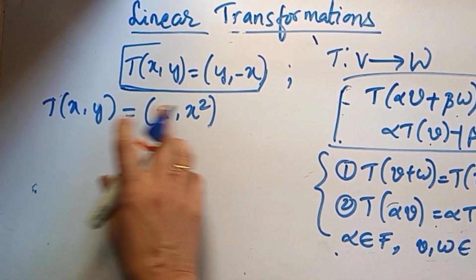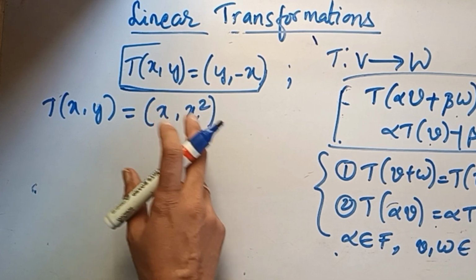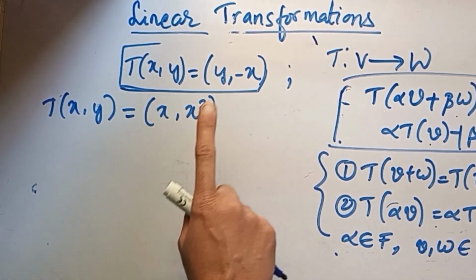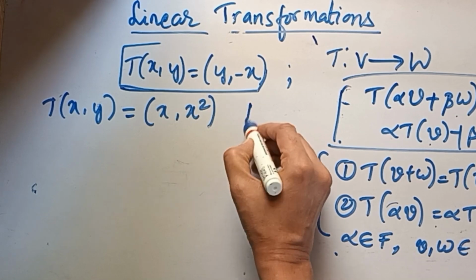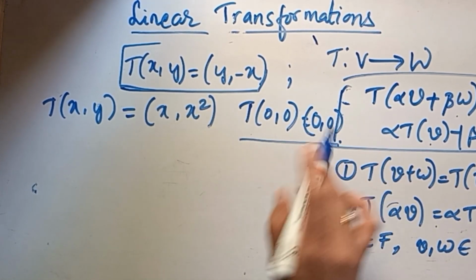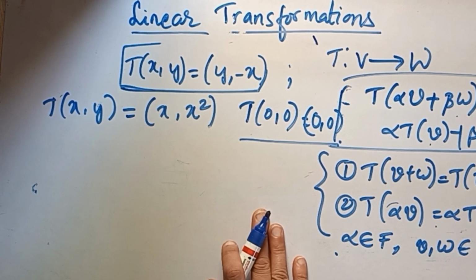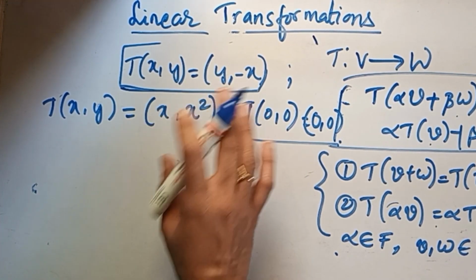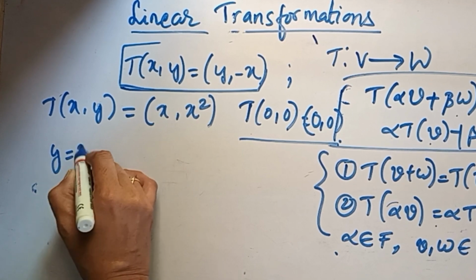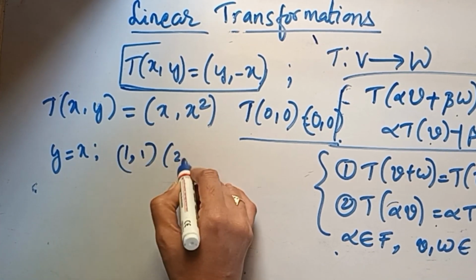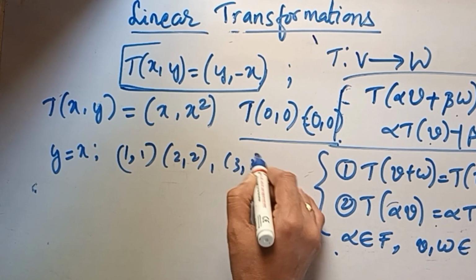Whenever you are asked to check whether the given transformation is linear or not, always remember to check whether the origin is fixed or not. Here T(0, 0) is going to (0, 0). That first condition is met. Origin is fixed. Next, lines should be mapped to lines. They shouldn't get curved. So let us take the line y = x. What are the points on this line? They are (1, 1), (2, 2), (3, 3), (4, 4), and so on.